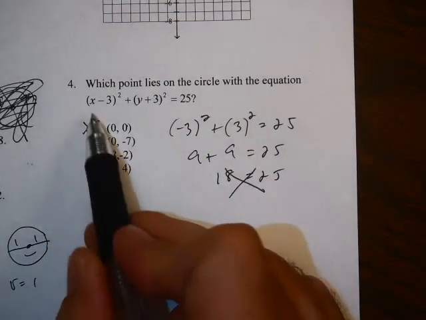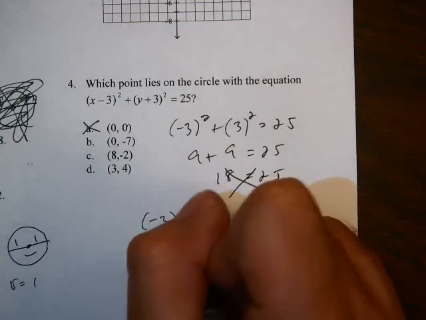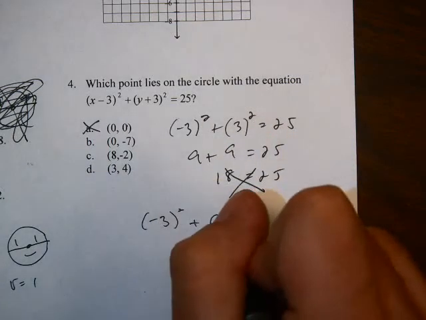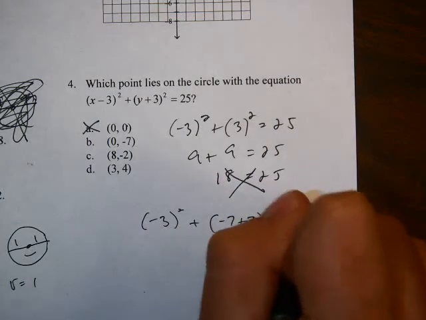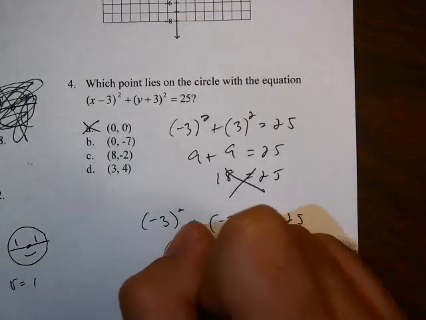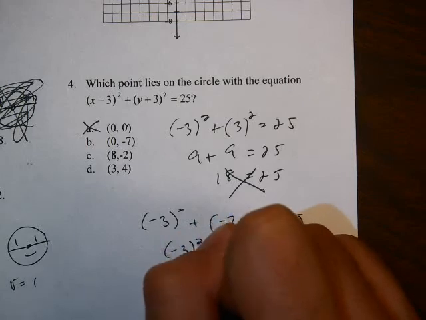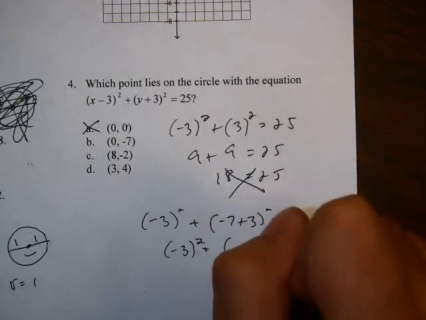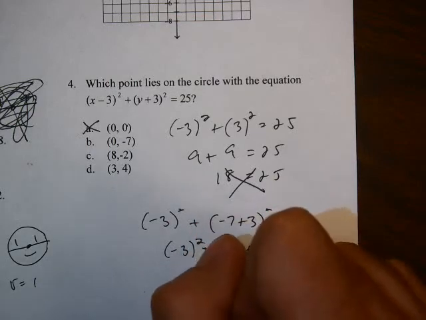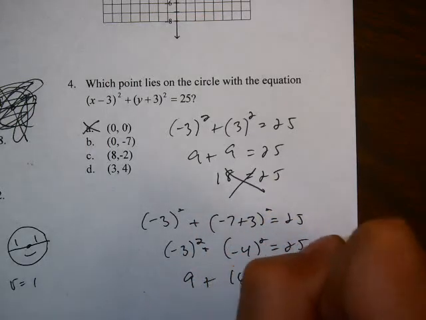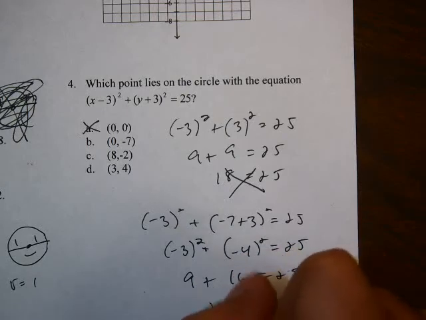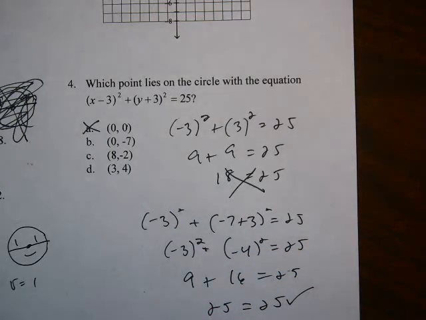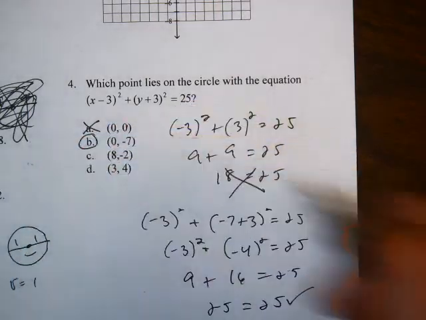Option B, plug in the 0, becomes negative 3 squared plus, then plug in negative 7 to the y. Negative 7 plus 3 squared equals 25. I'm going to keep this negative 3 squared. Negative 7 plus 3 is negative 4 squared. That squared is 9, that squared is 16, and look at what happens. These add up to 25, which means yes, that is on the circle. So B would be correct.